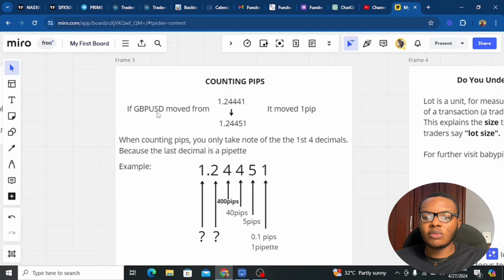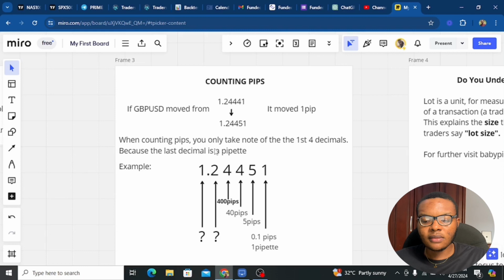If GBPUSD moved from 1.24441 to 1.24451, it moved 1 pip. So when counting pips, you only take note of the first 4 decimals. If you notice here, we have 1.244. If you count after the decimal point, we have 5 digits. So we're basically saying here that we need to take note of the first 4. The last one is not a pip. The last one is called something else. So when counting pips, you only take note of the first 4 decimals because the last decimal is a pipet.